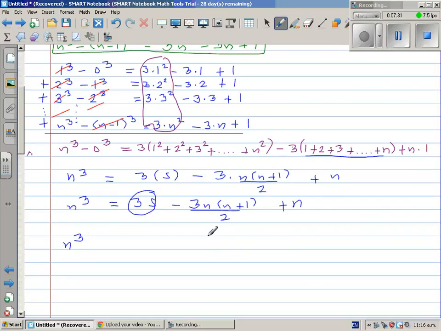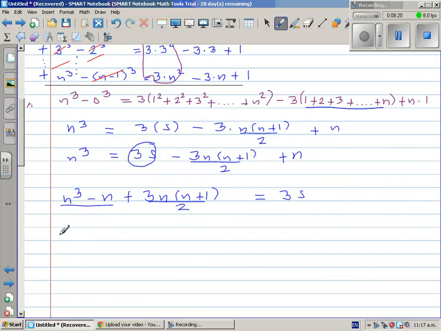So this is n cubed. I'm taking away n from both sides, so we'll have n cubed minus n, and adding this to both sides, we'll have 3n times (n plus 1) over 2. Taking away n from this side, you'll have minus n, and if you add this to this side, you have to add to the other side. So this would be plus 3n times (n plus 1) over 2 is equal to 3s. So let's simplify this a little more.